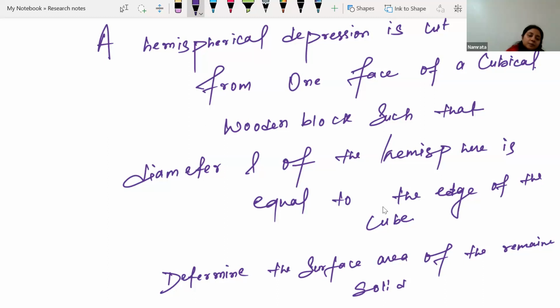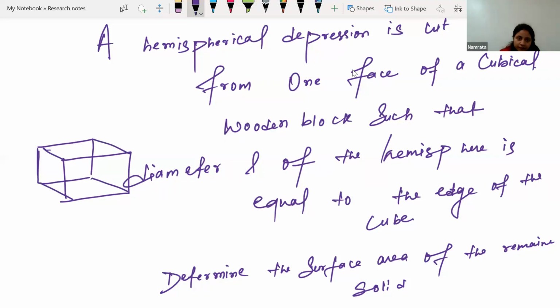Now here the diameter is equal to D, and for the hemisphere also the diameter is equal to D, and the radius is D by 2. Yeah, it's L by 2, right? Yeah, ma'am. So a hemispherical depression is cut out from one face of a wooden block such that the diameter is L. Okay, diameter is L, then the radius, as you said, will be L by 2. Right.